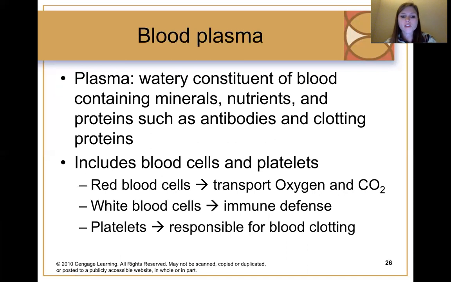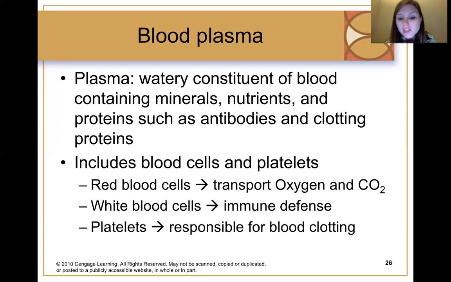The blood also includes the blood cells and platelets: the red blood cells and white blood cells, which some of you may have heard of before. Red blood cells are responsible for transporting oxygen and also carbon dioxide. When we breathe in, we're breathing in oxygen, and then we're expelling CO2, or carbon dioxide. The red blood cells are responsible for carrying that through the body.